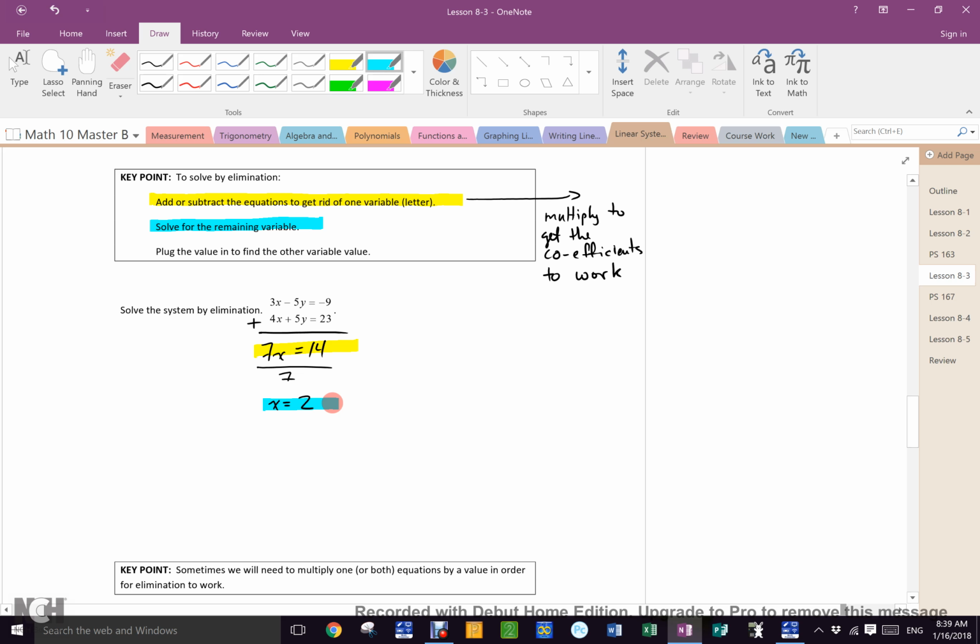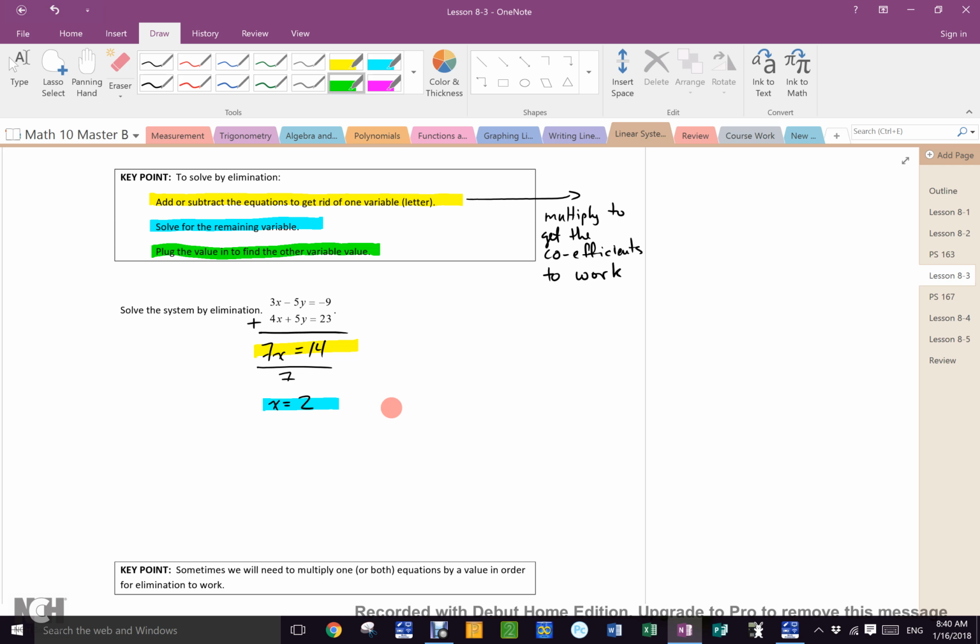Now, just like in substitution, I know half my answer, don't I? So what do I do with that 2? What does that blue statement tell me? What does that say in English? If you were to read that blue line to me, what would you say?